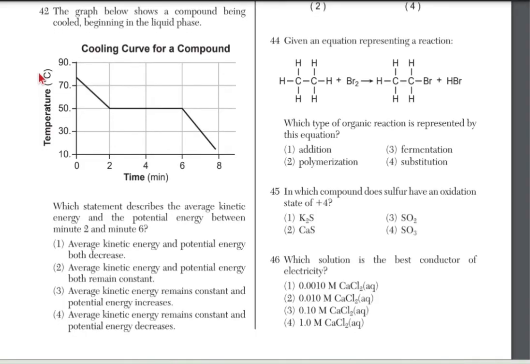The graph below shows a compound being cooled beginning in the liquid phase. Which statement describes the average kinetic energy and the potential energy between minute 2 and 6? The answer choice is 4. As the compound is freezing, the potential energy will decrease. The plateau from 2 to 6 minutes shows no temperature change, so the kinetic energy remains constant.